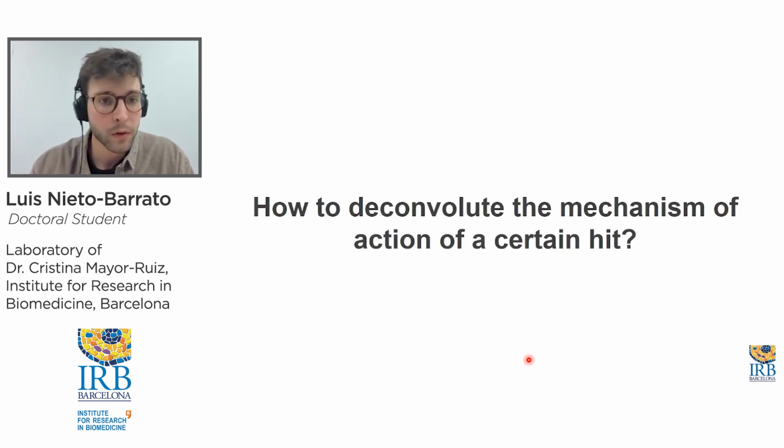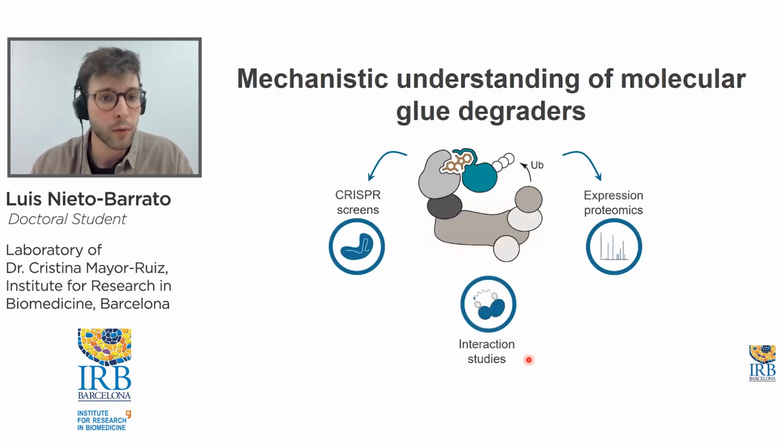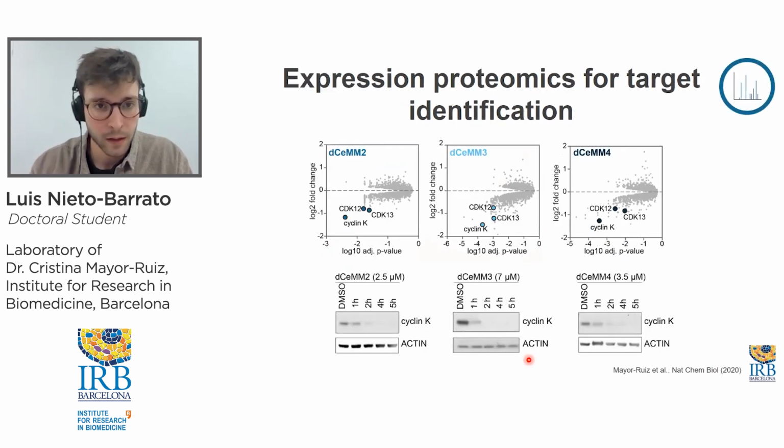So for this purpose, we need to discover what E3 we are recruiting, what target we are degrading, and then we can do interaction studies to see a drug-induced ternary complex formation. So starting with expression proteomics to find the targets, they saw that they had the stabilization of cyclin K, something that they confirmed by Western blot in a dose resolved manner. So having the target, cyclin K, let's go to the discovery of the E3.